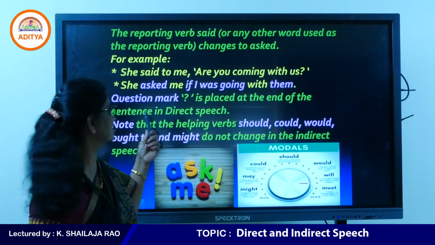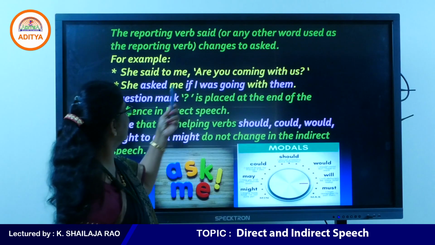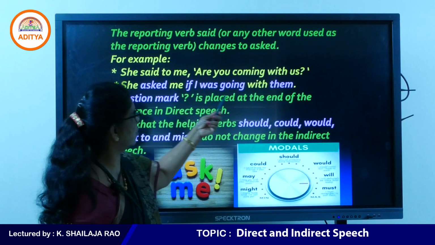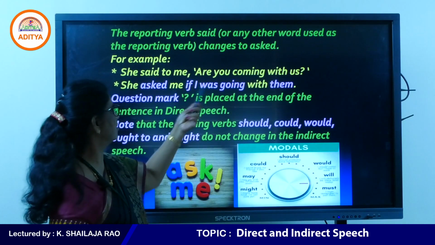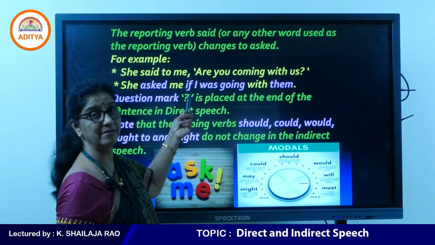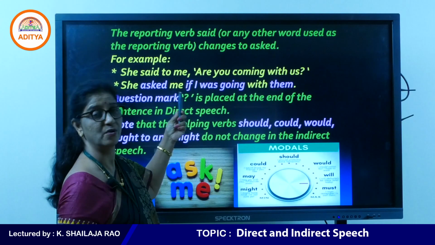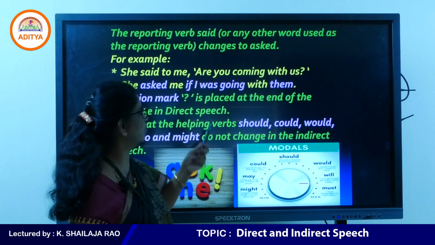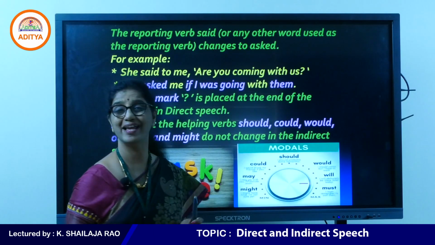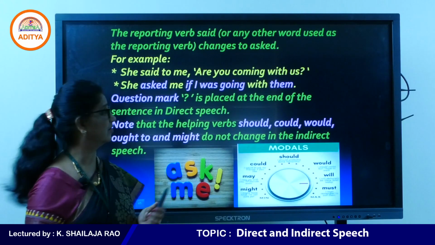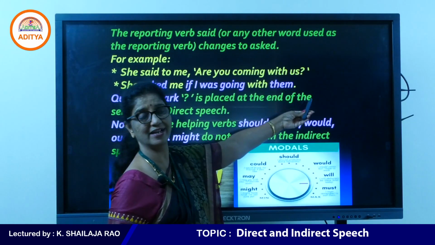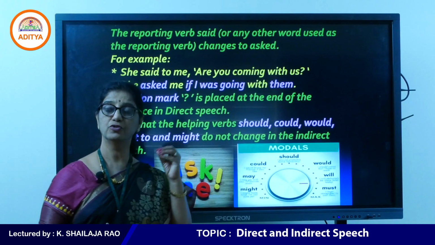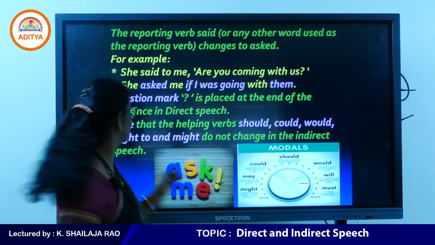So she asked me. You becomes me. She said to me, same me, if I was going with them. Remember the connecting if or whether. Whether I was going with them. You becomes I, and us becomes them. Do you notice there is no question mark at the end? Whenever you change them into indirect speech, you don't need to put a question mark.